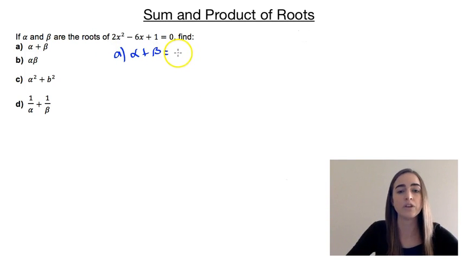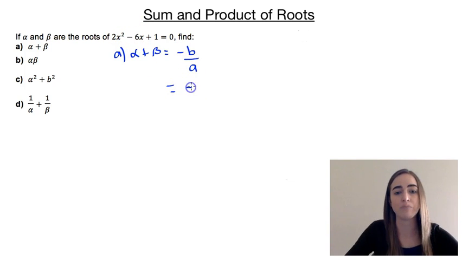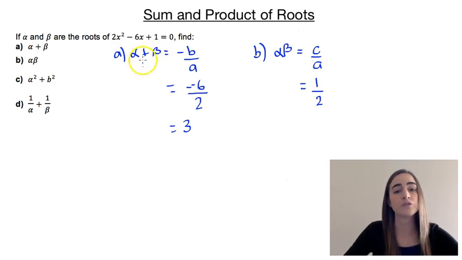From our formula sheet, we know that that's minus b over a. In this equation, b is the coefficient of x, so that's our minus 6. So we're going to have minus minus 6 over a, which is the coefficient of x squared, which is 2. So minus minus 6 is just a positive 6, and 6 divided by 2 gives us 3. For part B, it asks us to find the product of the roots, alpha beta. And we know, again from our formula sheet, that that's going to be c over a. C is our constant term, which is 1, and a is that same coefficient of x squared, which is 2. So the sum of our roots is 3, and the product of our roots is a half.